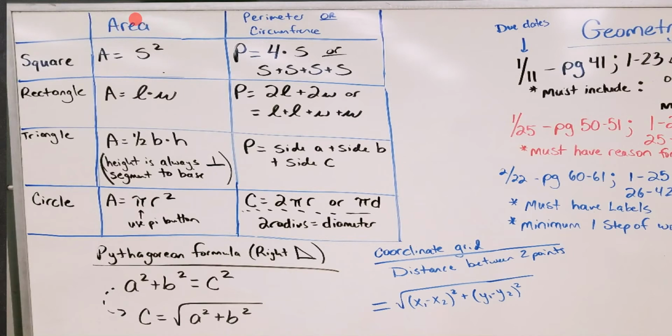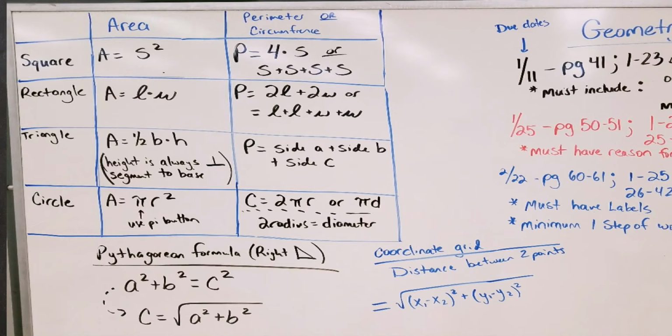So it has the area of a square, which is the side length squared. A rectangle is length times width. The triangle is 1/2 base times height. Remember, the height is always a perpendicular segment to the base, so you've got to find something that's making a right angle with the base. Circle, area is equal to pi r squared. Use the pi button in your calculator.